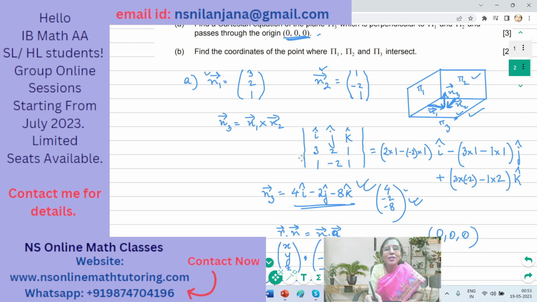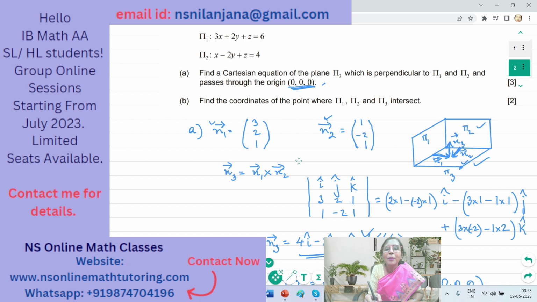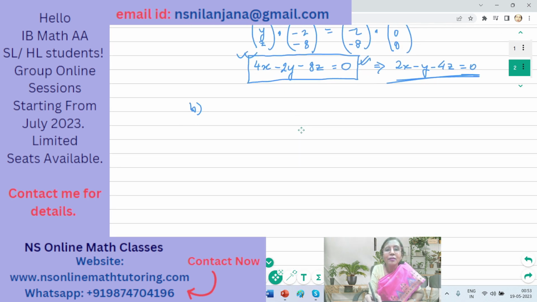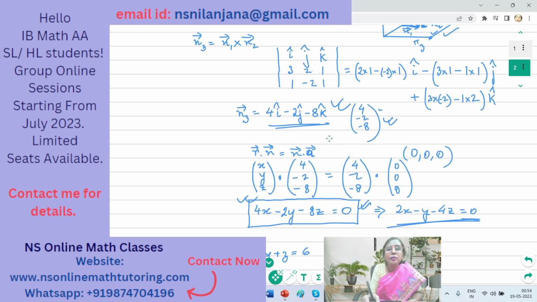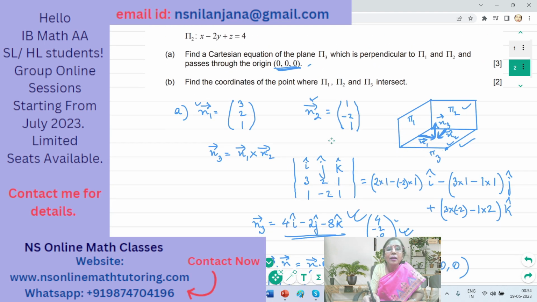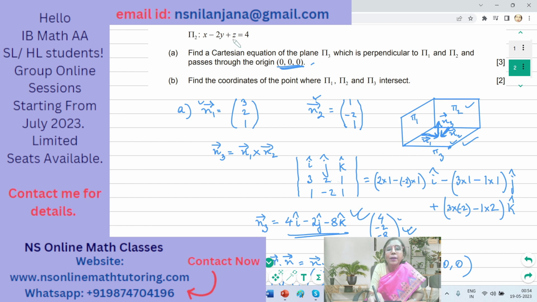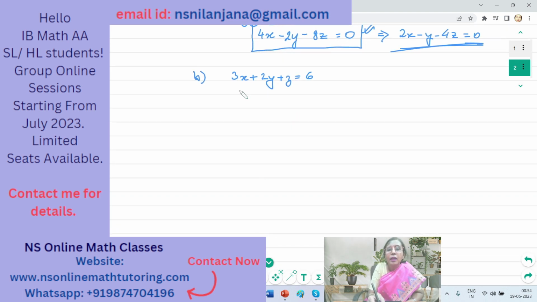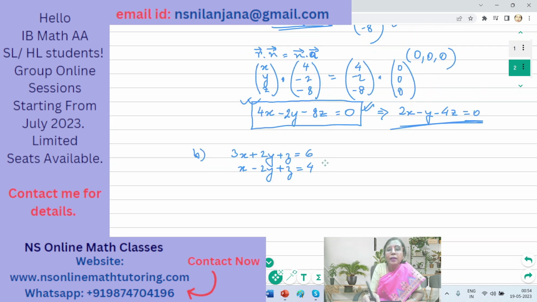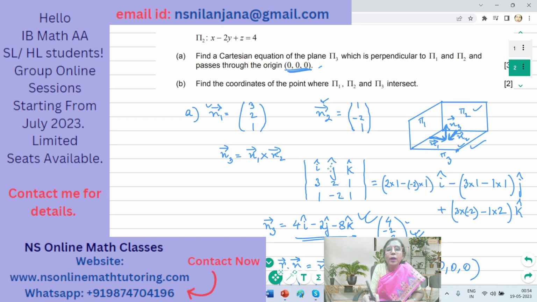Let me again see what was the equation for the first plane. 3x plus 2y plus z equal to 6. And the equation of the second plane is x minus 2y plus z equal to 4. Let me check once more. x minus 2y plus z equal to 4. Right.